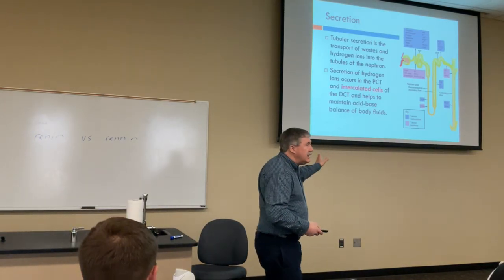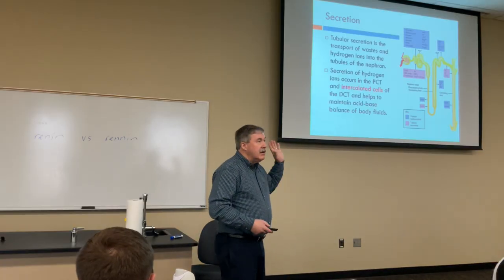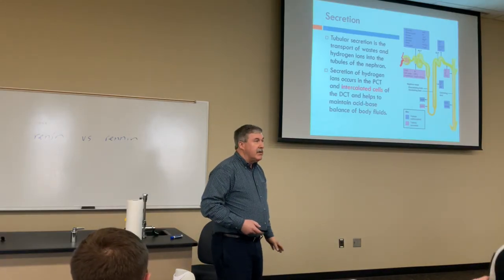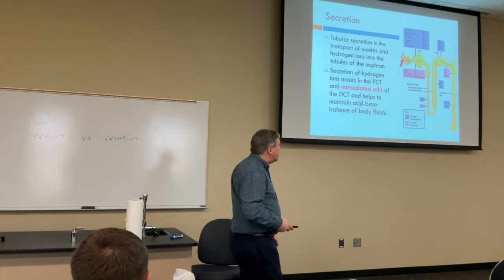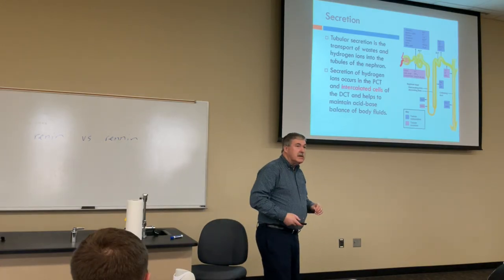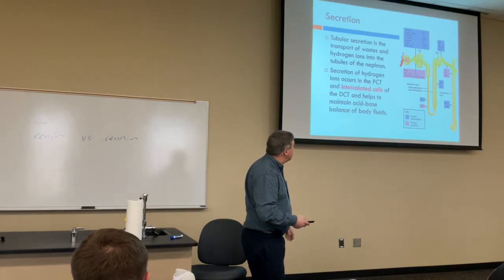So actually, the kidneys are the most effective way of getting rid of hydrogen ions. So that can restore pH balance better than any of the other mechanisms.